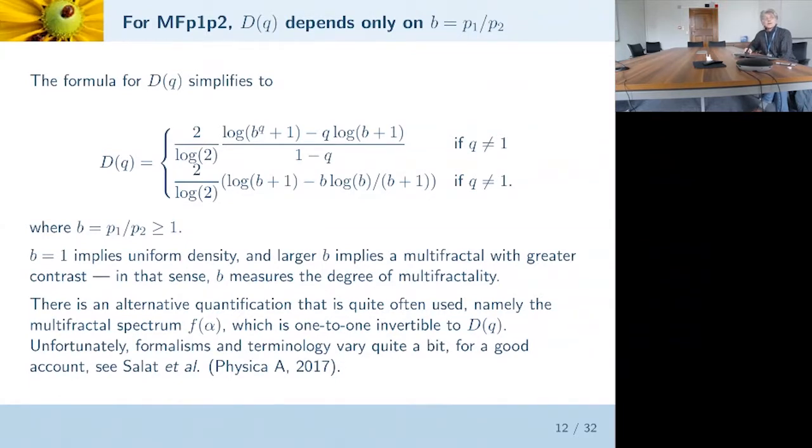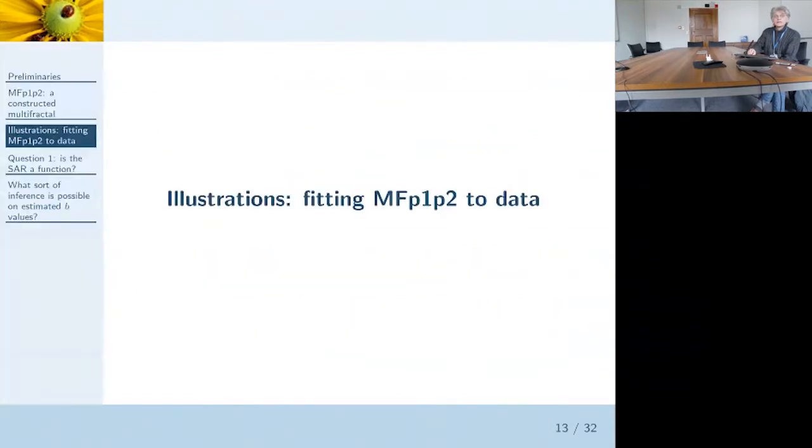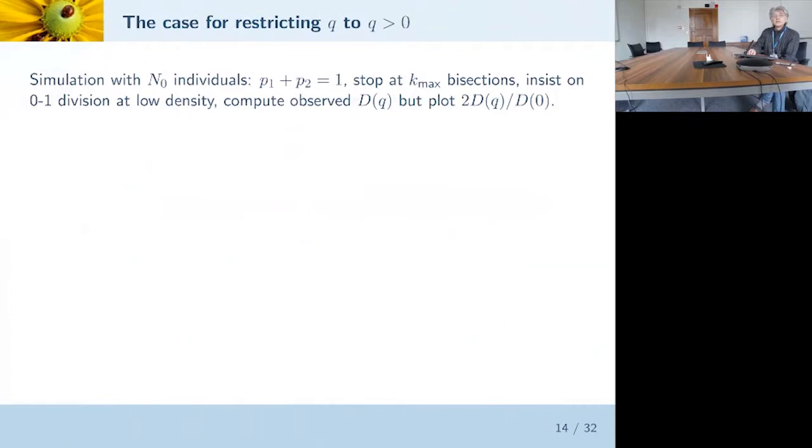Okay, so now if we've got this MFP1, P2, which is analytically known, and we have data for which we can estimate dQ, what can we do with that? And the answer is we can try and fit MFP1, P2 to data. And I want to show you some examples, but before I do that, I want to say that actually there's a good case to be made that when you do your fit to data, you focus only on positive Q.